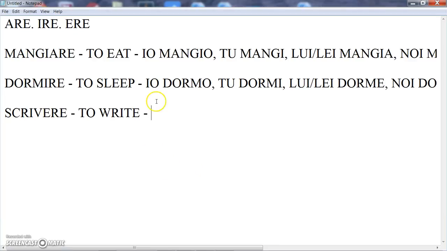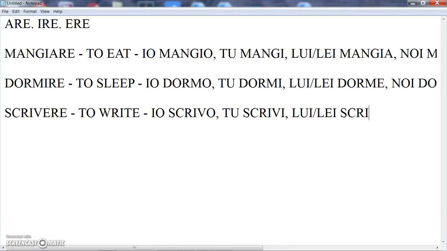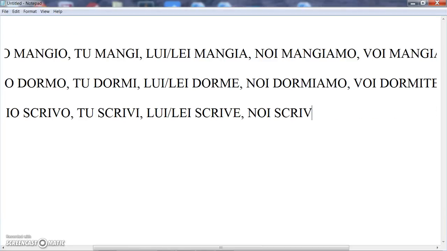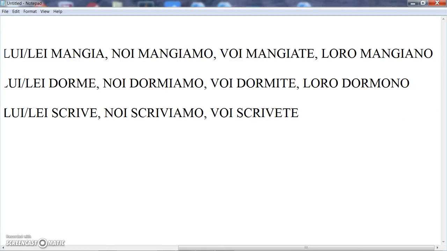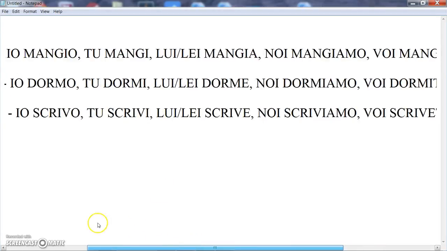There is a slight difference though between these two here. So for example, scrivere, you want to say I write, you'd say io scrivo, tu scrivi, lui lei scrive, noi scriviamo, voi scrivete, loro scrivono. So this is to write.